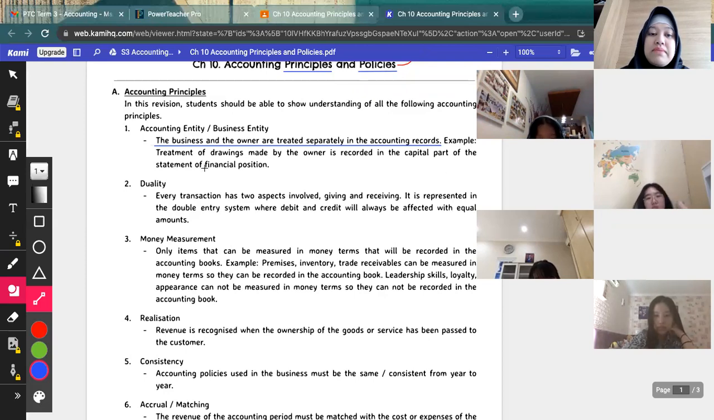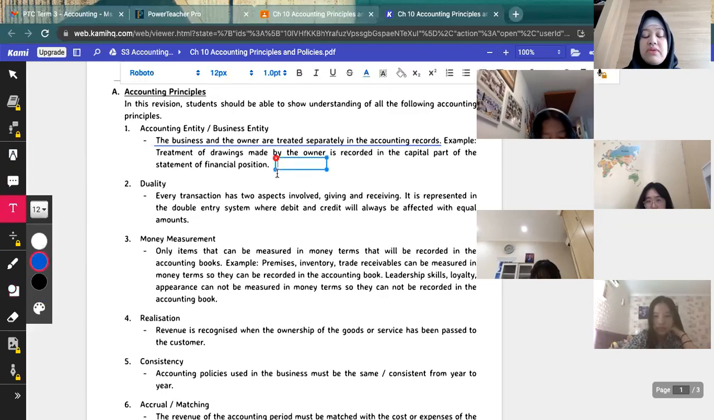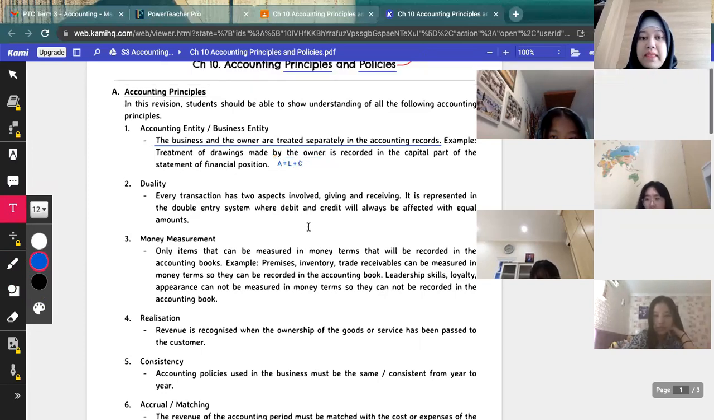So, for example, treatment of drawings made by the owner is recorded in the capital part of the statement of financial position. Now, we have learned about the accounting equation, sorry. A equals to liabilities plus capital, yeah? Please do not forget this, okay? Assets equals to liabilities plus capital.